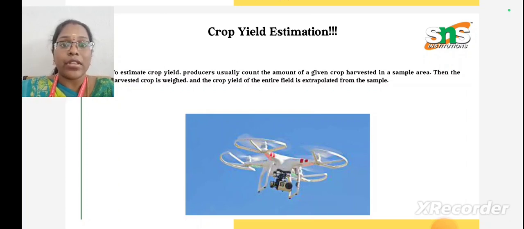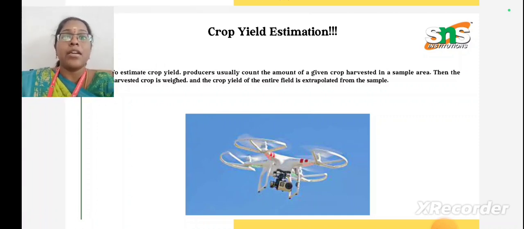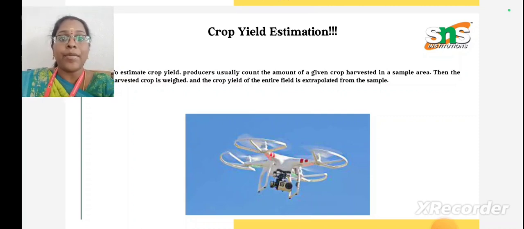Today, if we use a drone, then it is possible for us to calculate the amount of crop that has been harvested in the sample area with the help of the photographs or the data collected with the drone. That data has to be transferred to the app so that the data will be interpreted and analyzed, and it would give us a tentative amount of yield that will be provided in the near future. This is how the crop yield estimation could be done with the help of IoT applications.